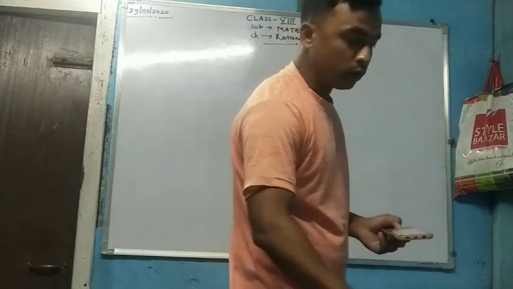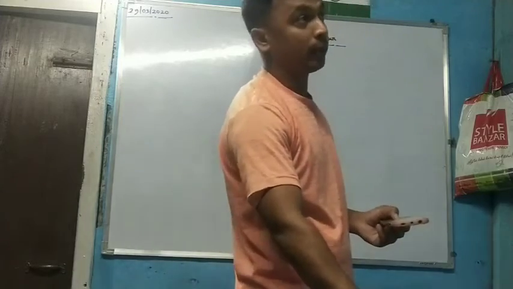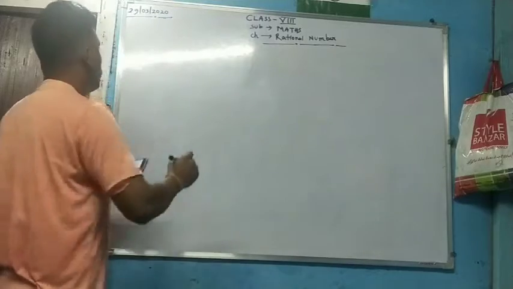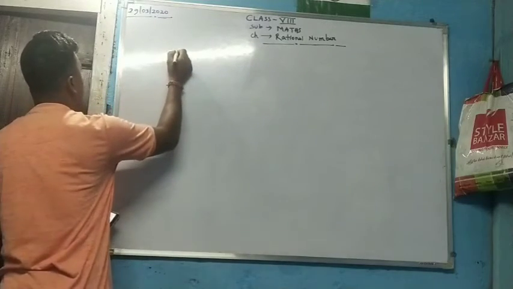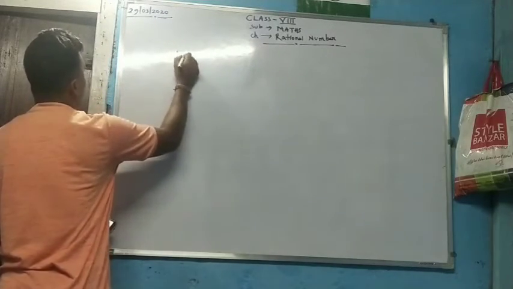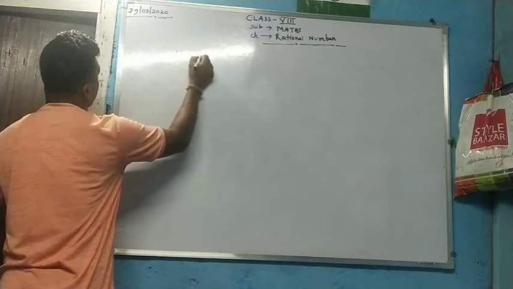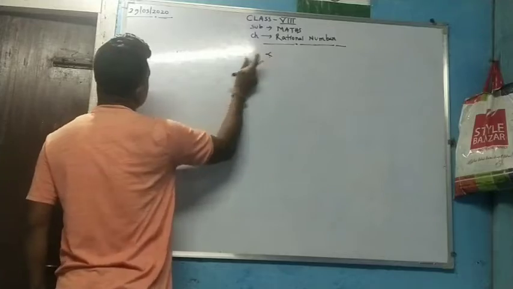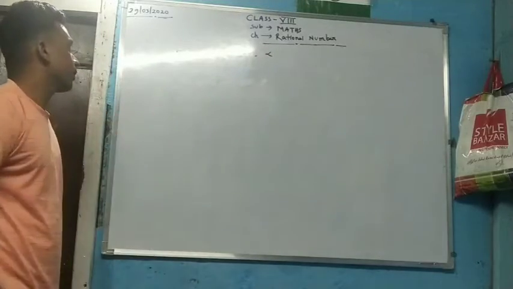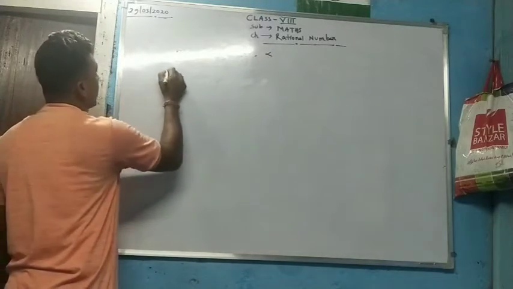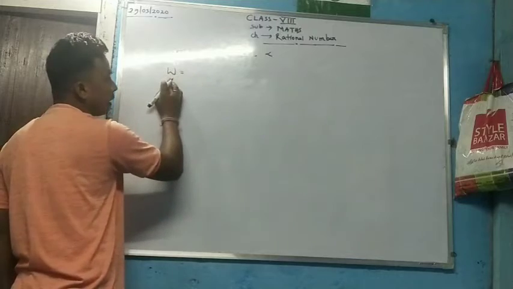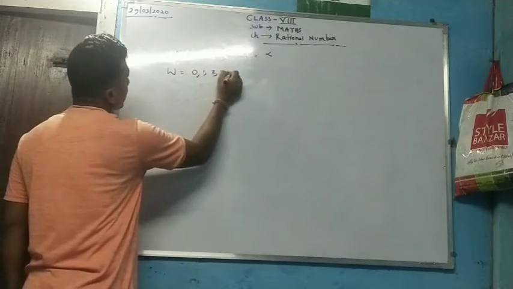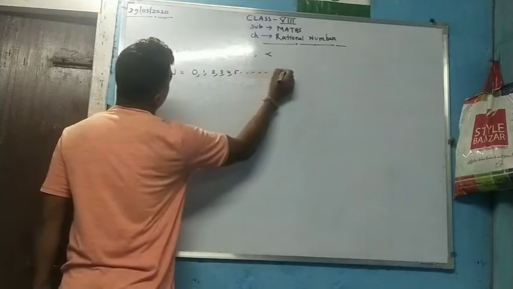Before knowing rational numbers, you should know what a natural number is, then whole numbers, then integers. I am going to teach you these three things as a little warm-up. Natural numbers are denoted by the letter N: any number starting from 1, 2, 3, 4, going up to infinity. Such numbers are called natural numbers. And the letter W is denoted for whole numbers. They start from 0, 1, 2, 3, 4, 5, and go up to infinity.